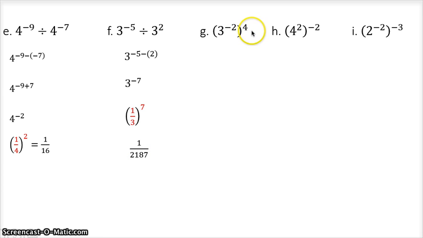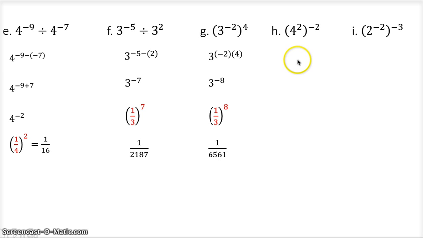Power to a power, you multiply the exponents, so negative 2 times 4 is negative 8. Flip your base, so 1/3 to the 8th would be the simplified answer, and then 1 to the 8th over 3 to the 8th gives you 1 over 6561. Again, 4 squared to the negative 2, multiply your exponents, so 4 to the negative 4. So flip your base, 1/4 to the 4th would be your simplified answer. Evaluated, 1 to the 4th over 4 to the 4th gives you 1 over 256.